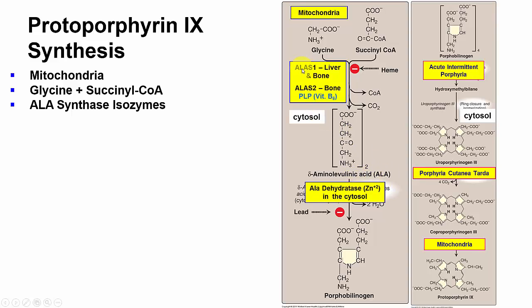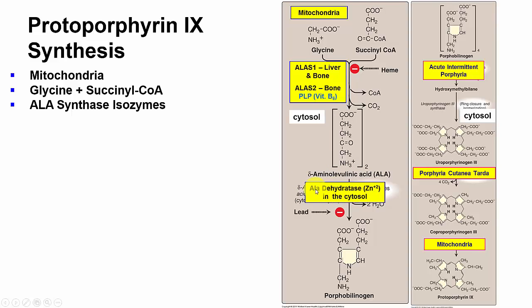The first enzyme, ALAS1, is found in both the liver and the bone. The second enzyme, ALAS2, is found only in the bone, and it is primarily responsible for making heme for red blood cells, for hemoglobin. Both enzymes use pyridoxal phosphate or vitamin B6 as cofactors. Then, so we make delta aminolevulinic acid.